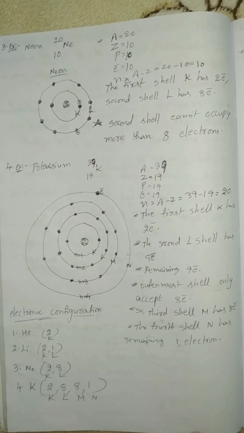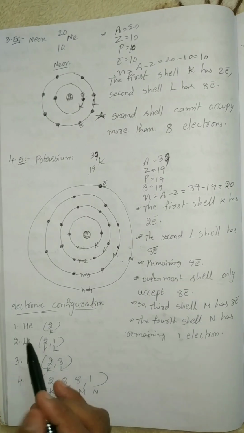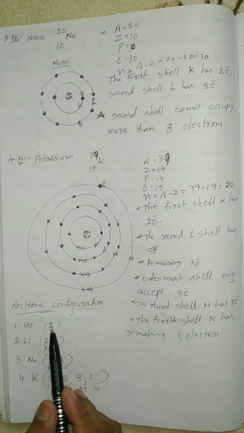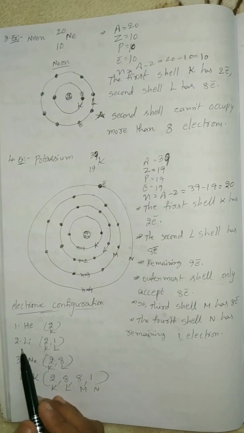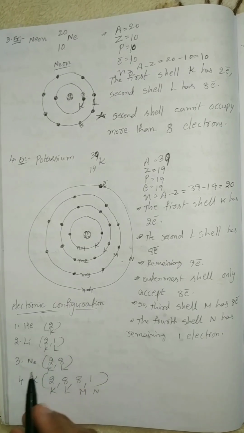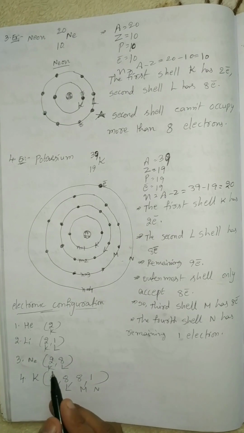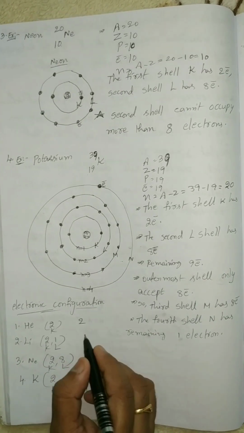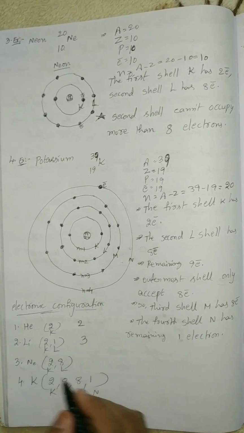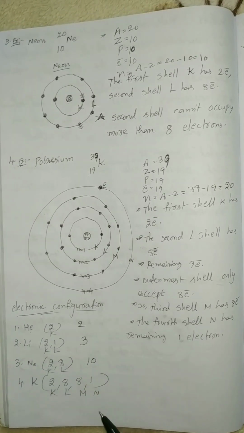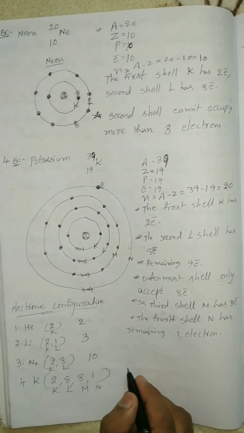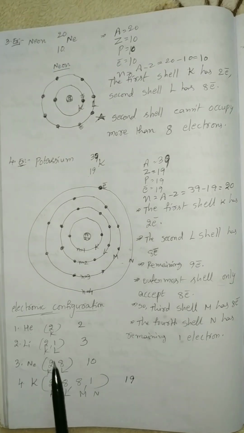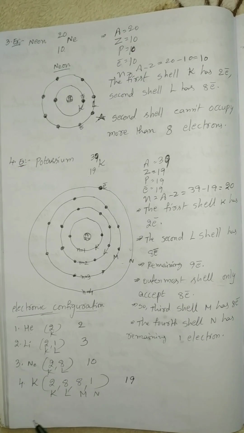So electronic configuration, how do we write? Helium 2. It means in the K shell. Lithium 2, 1. Next neon 2, 8. Helium 2, lithium, Z equal to 3, neon 10, Z equal to 10, potassium 19. So neon 10, potassium 2, 8, 8, 1.